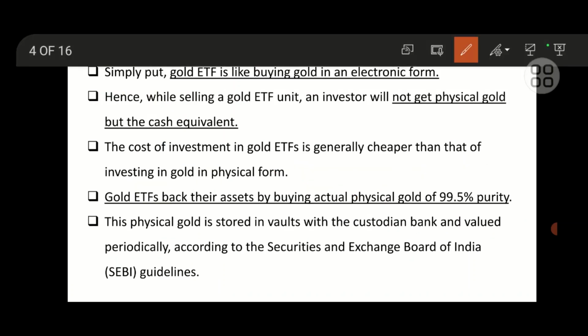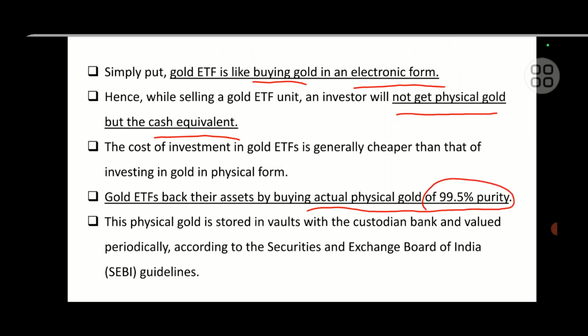So gold ETF is buying gold in an electronic form. We cannot view the gold as such. It is an electronic form of gold. While investing, the investor will not get the physical gold but the cash equivalent after a due period of time. Gold ETFs back their assets by buying actual physical gold of 99.5% purity.